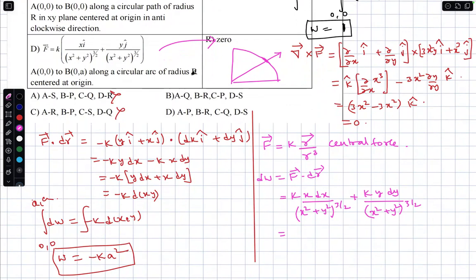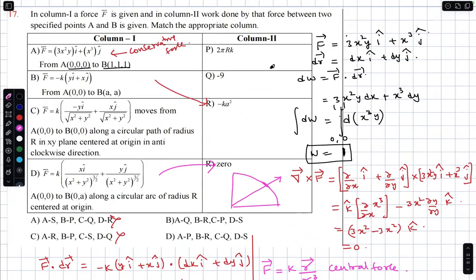Along a circular arc of radius r centered at the origin, this function is always radially outward. You are moving it from 0, 0 to 0, a. So all the time, every element, this force does 0 work. So actually D should match with R. There is no other option for this.